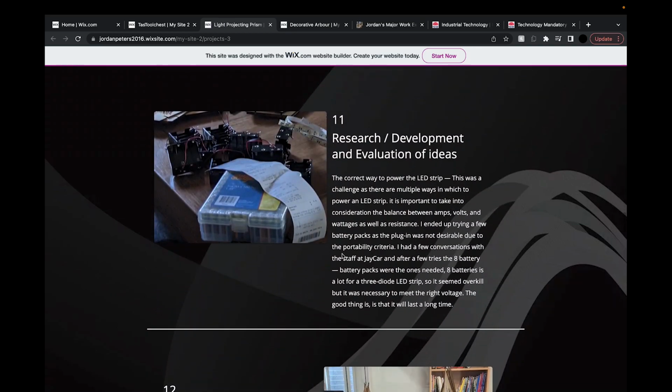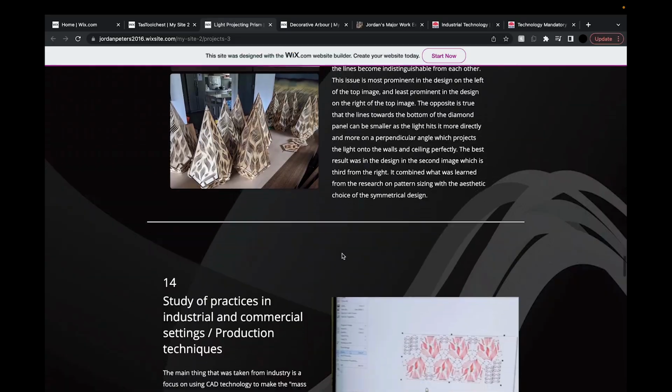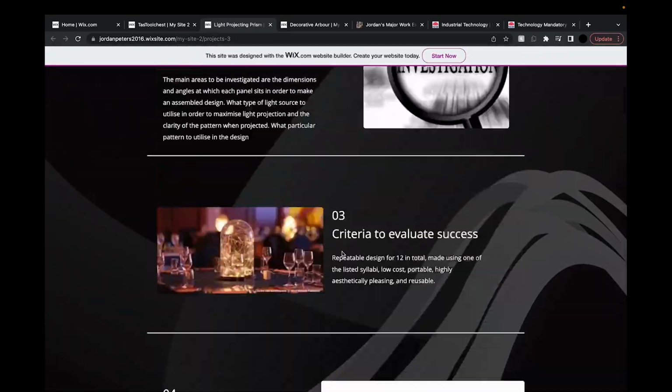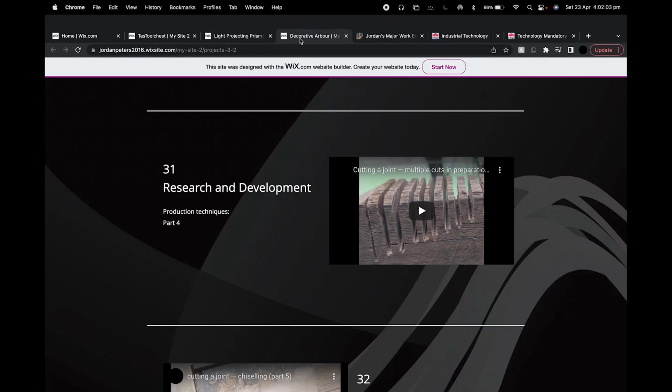Probably more research involved in this one and a lot more prototyping. So it's a different project, but it follows the same format of that folio. So that's its relationship with the syllabus and with my overall subject area.